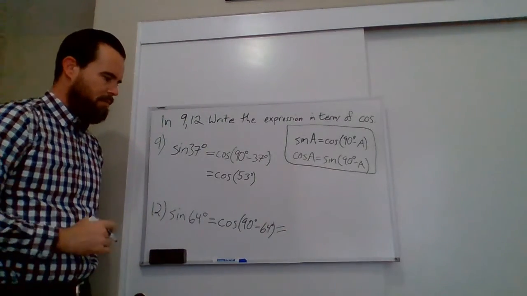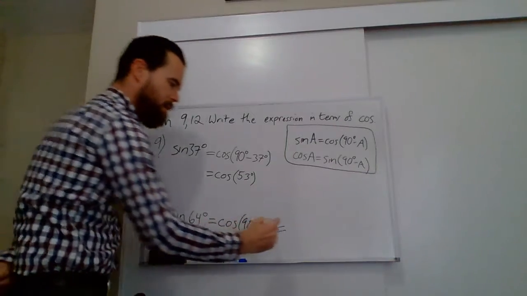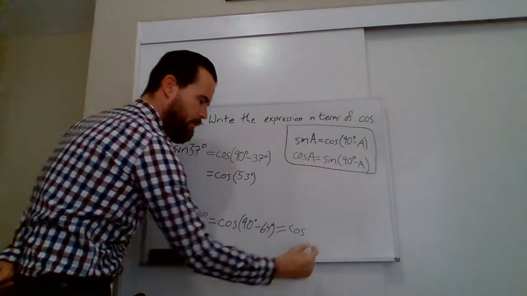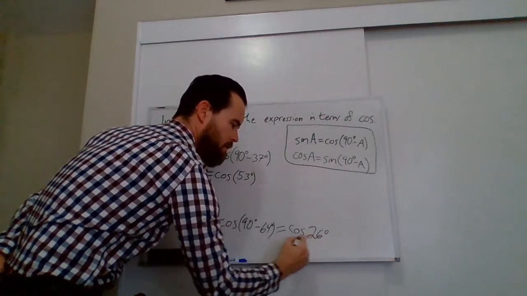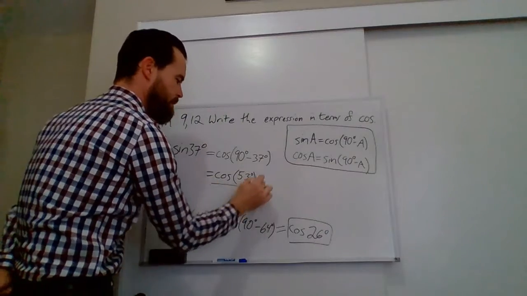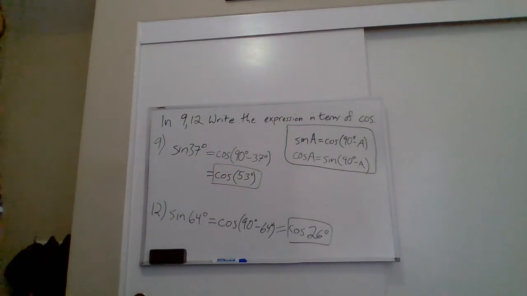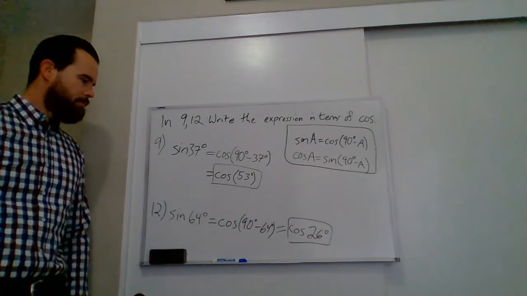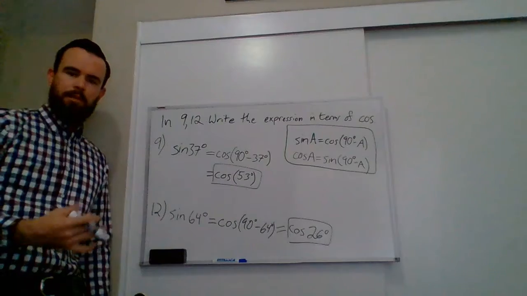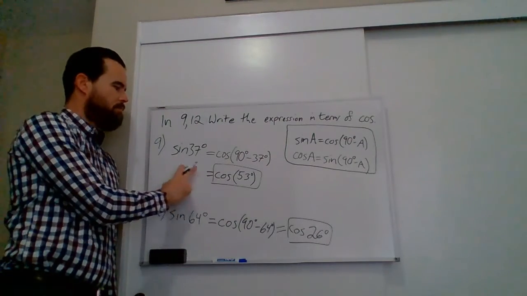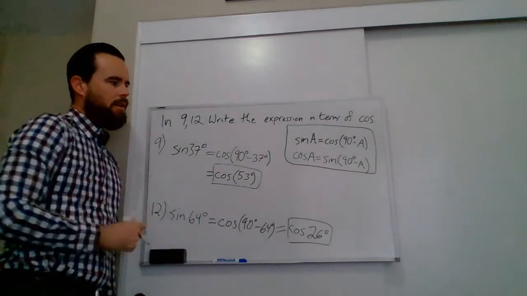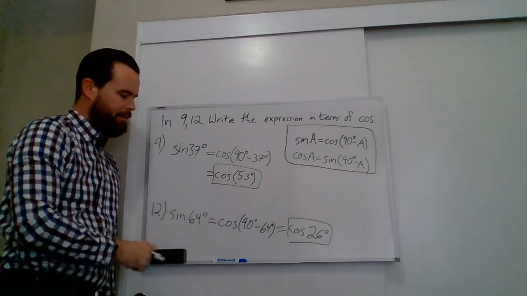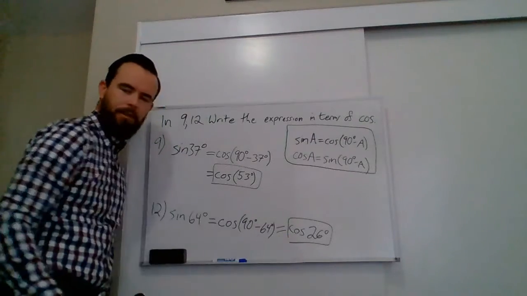We do a little bit of math here, and we get cosine of 90 minus 64, 26 degrees. It's pretty straightforward, just using the properties that we know to rewrite this sine of 37 as the cosine of its complementary angle, 53 degrees. And sine of 64 is equal to cosine of 26.